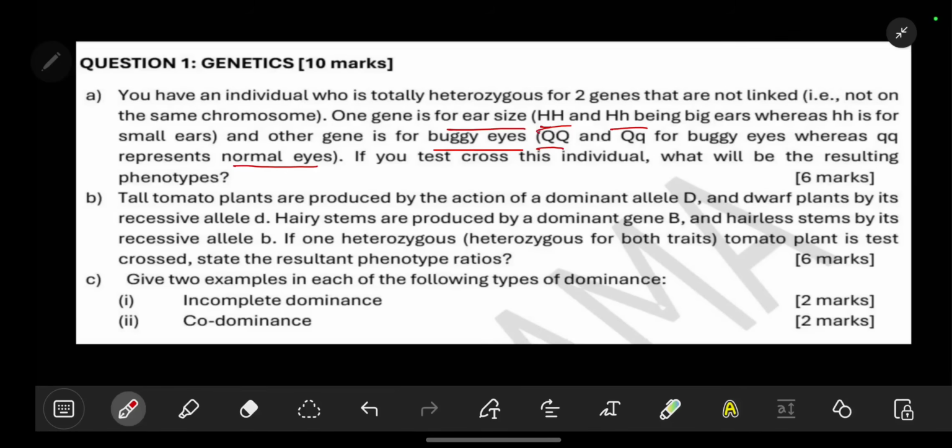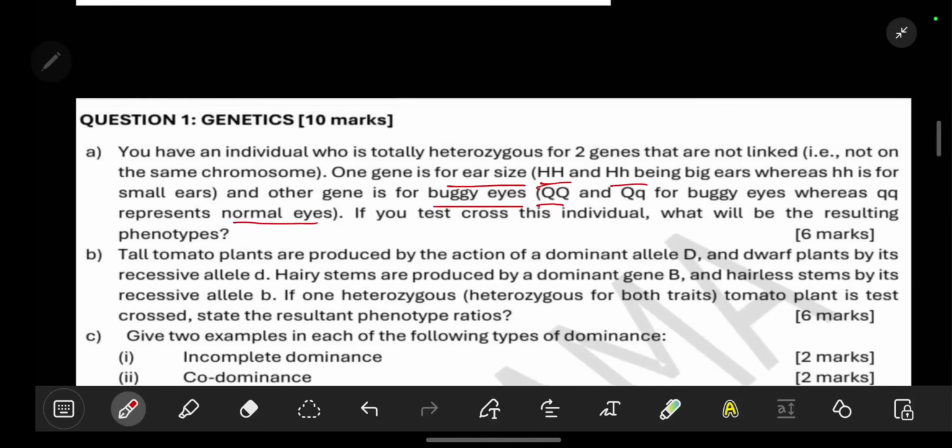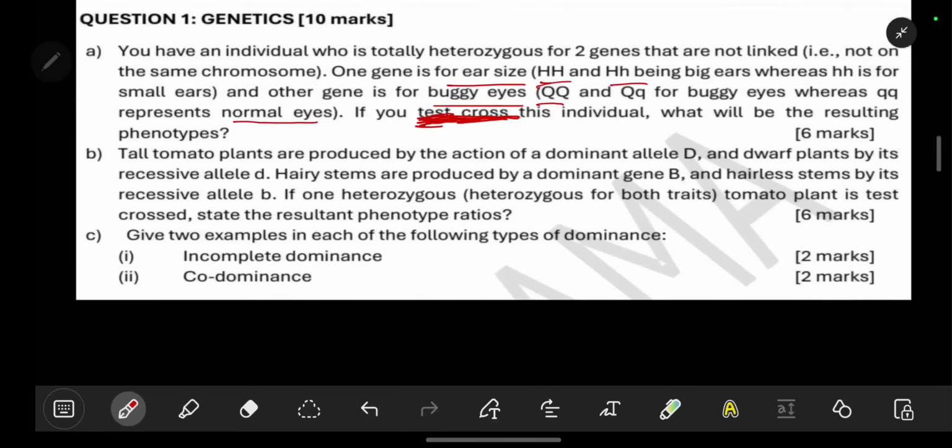So to find out the resulting phenotype, we are going to cross them. Now the key term for this question is you have to be very careful. They have said if you test cross this individual. A test cross simply means to say we are going to fuse this individual with someone who is totally homozygous recessive, meaning to say they have recessive genes.